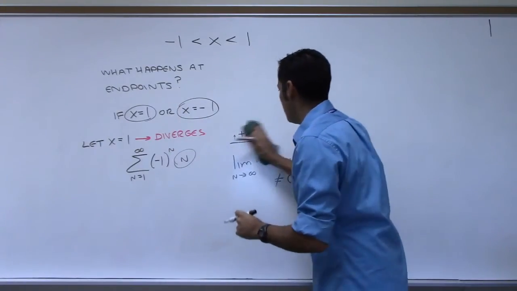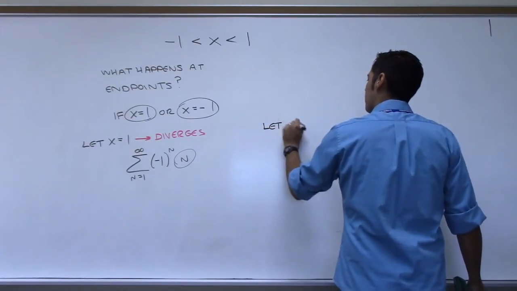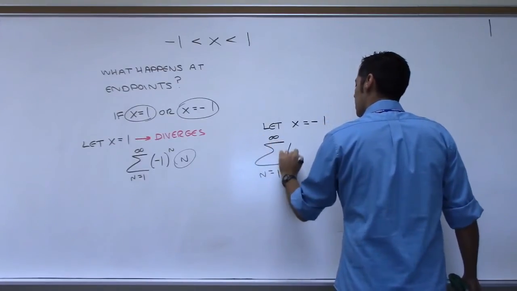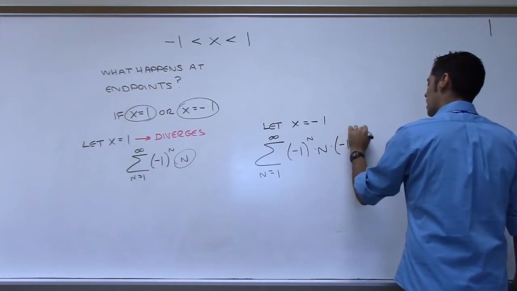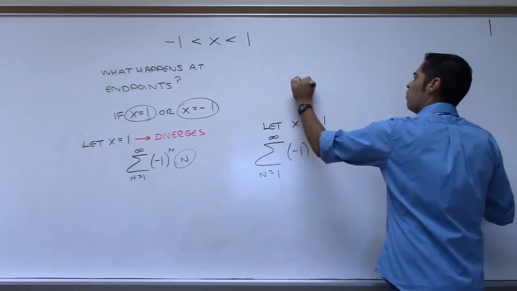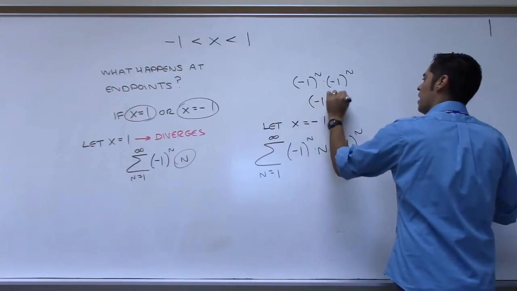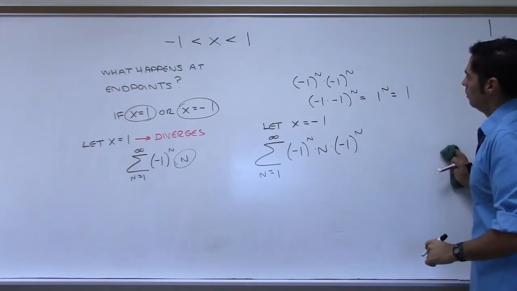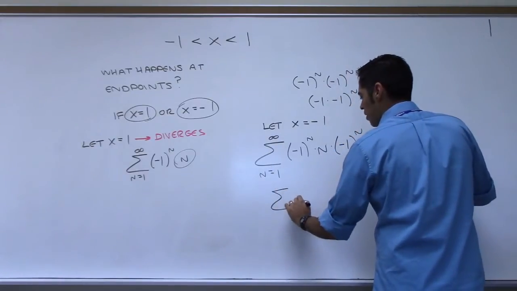So now what I'll do is I'll rewrite the series again. Let x be negative 1. The series becomes the sum from n equals 1 to infinity of (negative 1)^n times (negative 1)^n. And these two can actually come together, right? (Negative 1)^n times (negative 1)^n is (negative 1 times negative 1)^n, which is just 1^n, which is just 1. So this series becomes the sum from n equals 1 to infinity of just n.